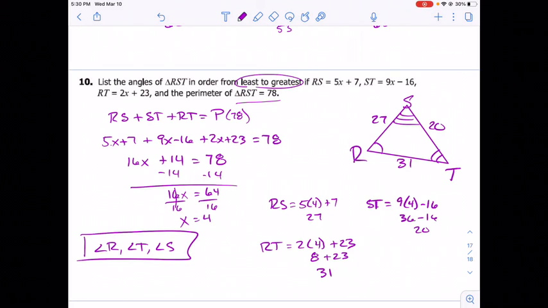So this concludes our lesson on triangle inequality and also triangle inequality with algebra.